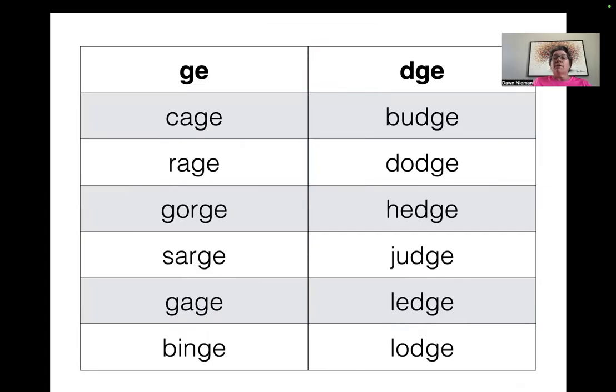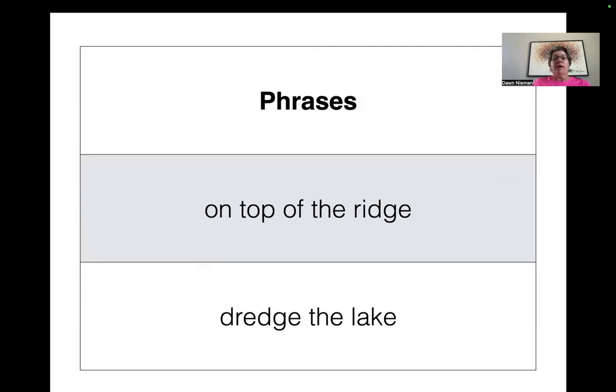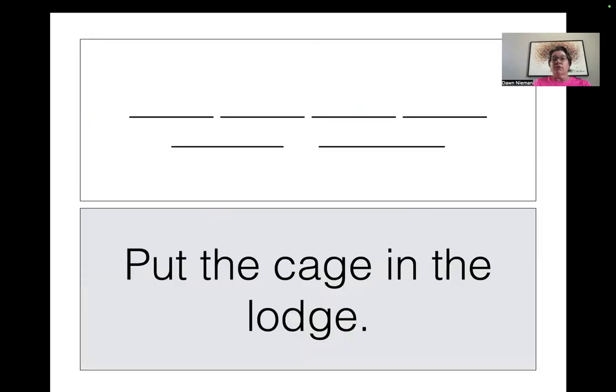I then will give you a variety of words to spell. Notice how they can be really simplistic, like cage or rage, or they can be way more complicated, like gorge with an R controlled and two different G's in there, each saying something different, just like engage. And you see, there are several DGE words. Notice how they are different from the words that I asked you to read. I'm going to get you to spell some phrases and then I will get you to spell a sentence.